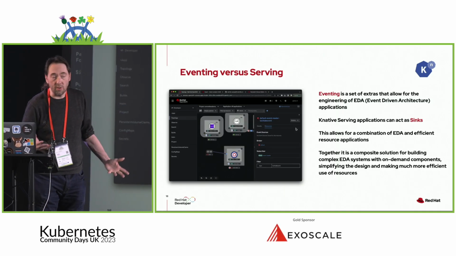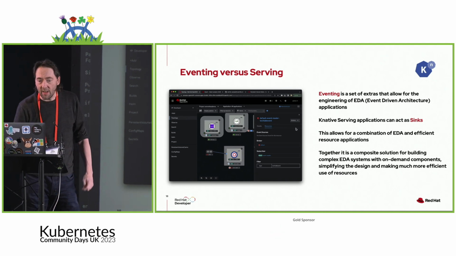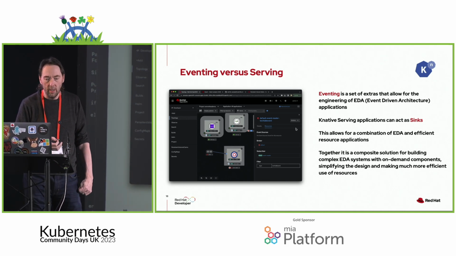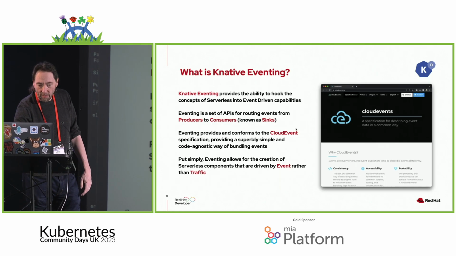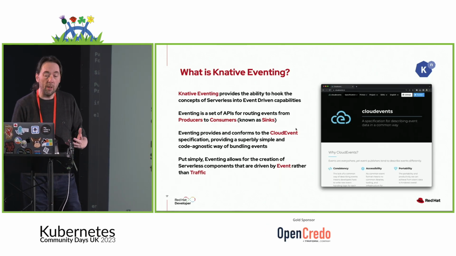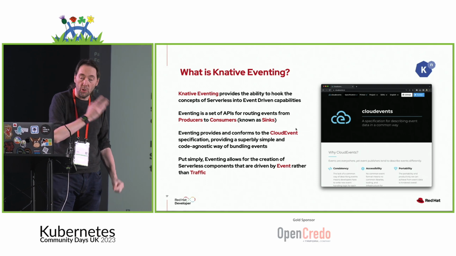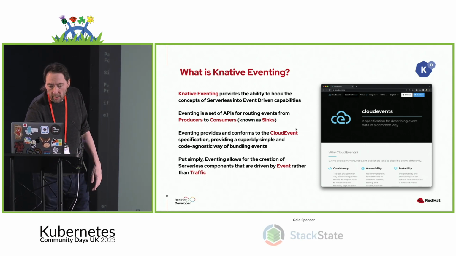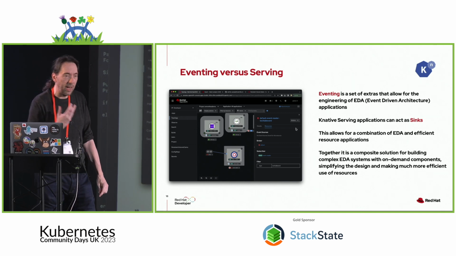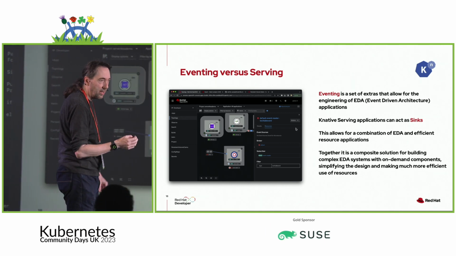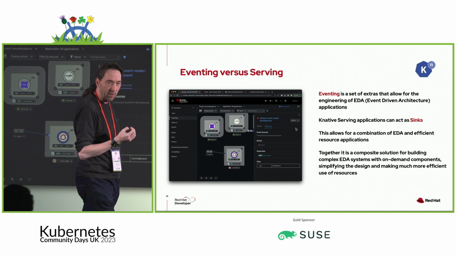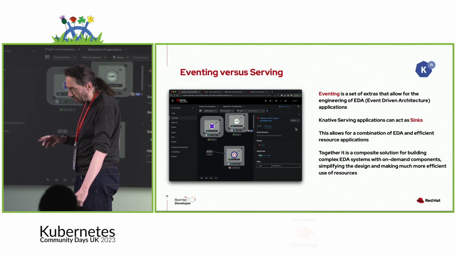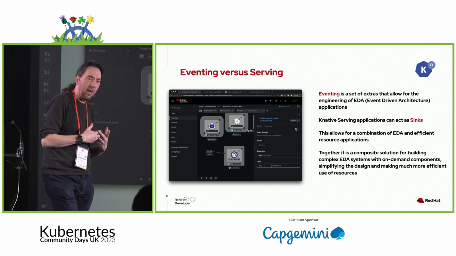So eventing versus serving. Eventing is a set of extras that allow for the engineering of event-driven architecture applications. So eventing is a set of APIs for routing events from producers to consumers. Consumers are also known as sinks. And what you can do is you can actually have Knative serving applications acting as sinks, receivers of those cloud events.